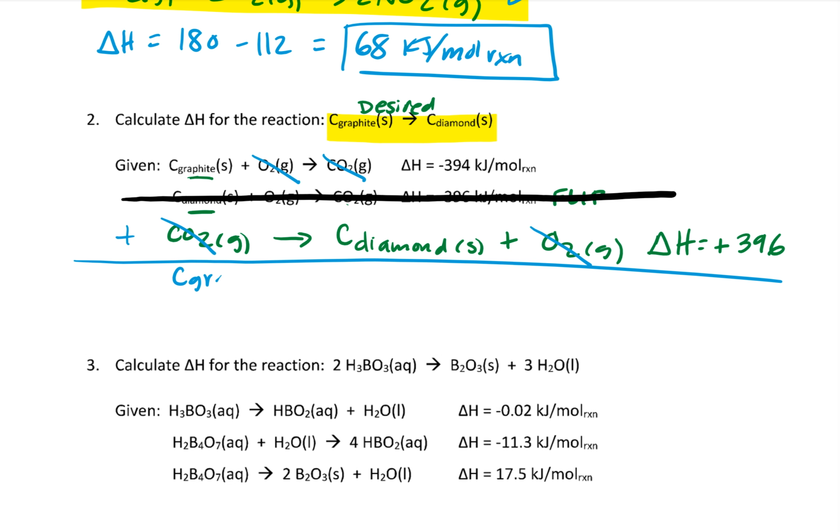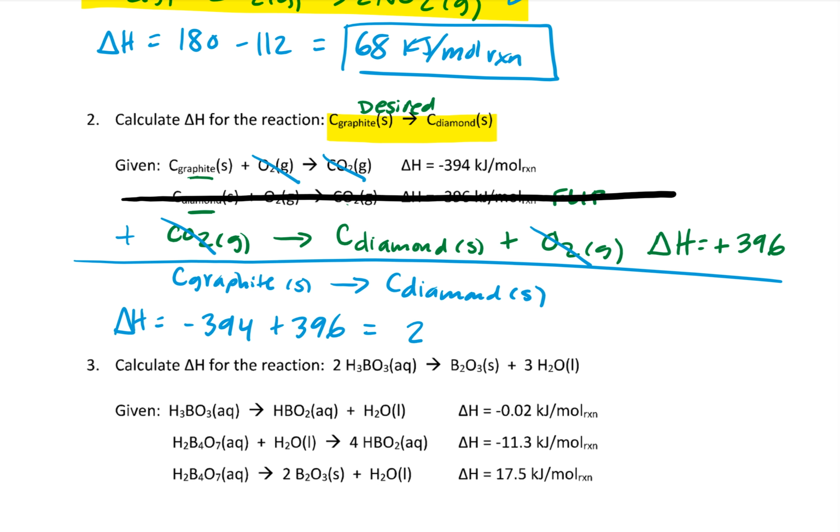So the only thing left is graphite yields diamond. And so now when I calculate the delta H, since I just added two equations together, I also have to add the delta H values. So negative 394 plus 396. That's going to give me 2 kilojoules per mole of reaction.